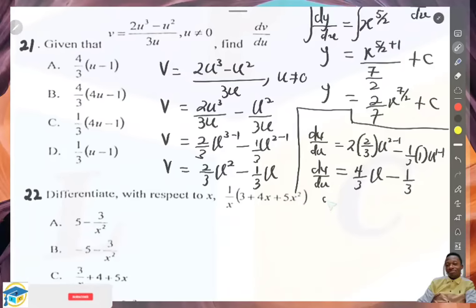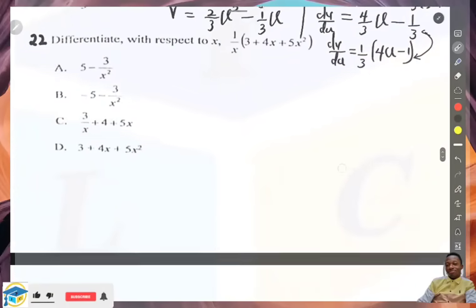Okay. So to factorize or simplify it further, I have 1 over 3 here and 1 over 3 here, so I can write this as 1 over 3 into bracket 4u minus 1. I hope you believe that, because when you expand 1 over 3 by 4u, you get 4 over 3 u, and when you expand 1 over 3 by negative 1, we get negative 1 over 3. So this is the same thing. Let's take note of that. That gives me option C, 1 over 3 into 4u minus 1. Option C is true. Now let's go on to question number 22.